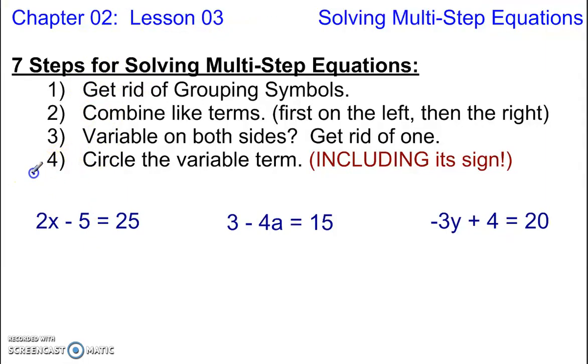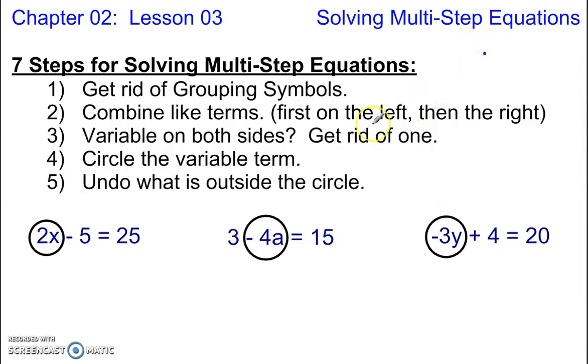Next step. Circle the variable term. These are my instructions to prevent some mistakes. Including its sign, so notice here there's a 4a, but it's a negative 4a. So we're going to circle the entire variable term. If there was a fraction in front of it, if this was 3/4, I would circle negative 3/4 y.